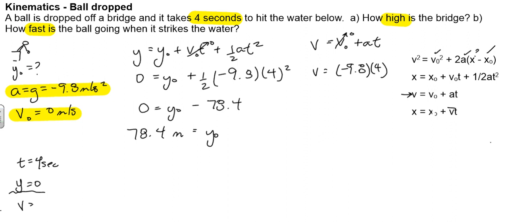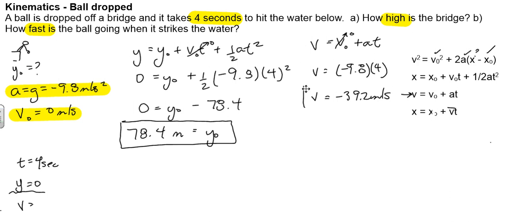Excuse me, I'm writing a little bit fast. So I do the math. I get negative 39.2 meters per second. So I start at 78.4 meters, and it was going almost 40 meters a second downward when it struck the water. Of course, it'll slow down then. Remember, when the question asks how fast it's going at the end, that doesn't mean it had no velocity, because it does have a velocity.